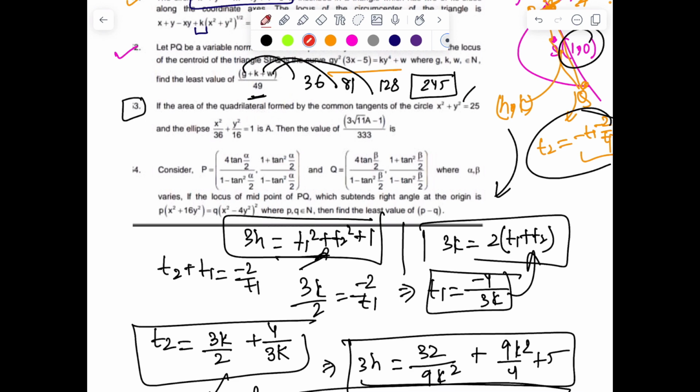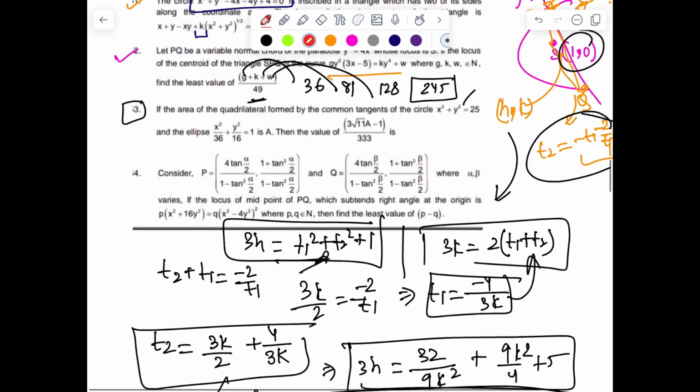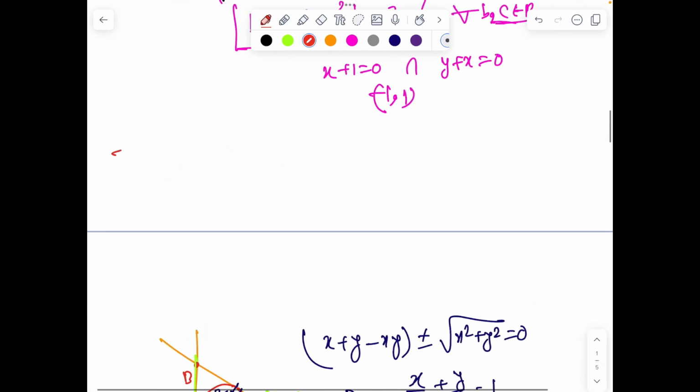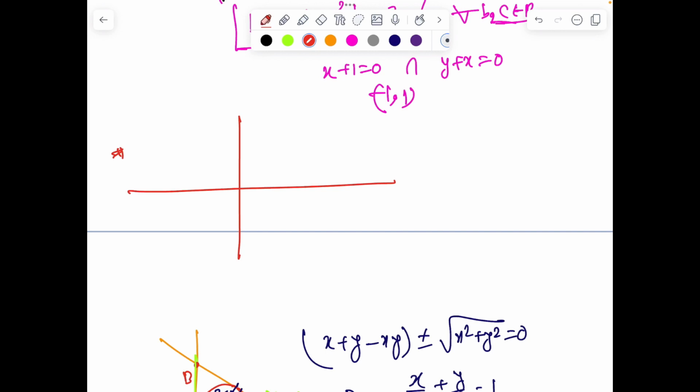If the area of the quadrilateral formed by the common tangents to the circle and the ellipse is given as A, then we need to find the value. So the circle is x square plus y square equals 24. The ellipse has parameters 6 and 4. So here I will solve it. We know clearly the circle is this one. And we have an ellipse.